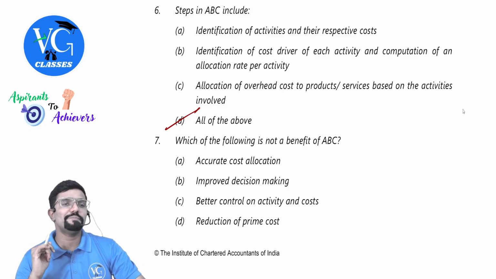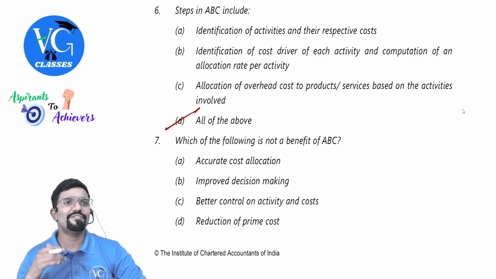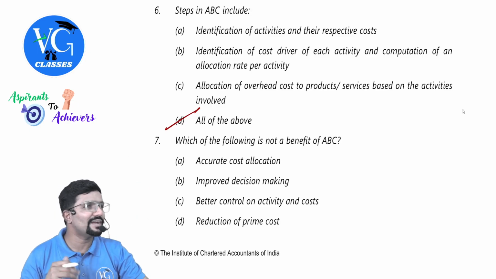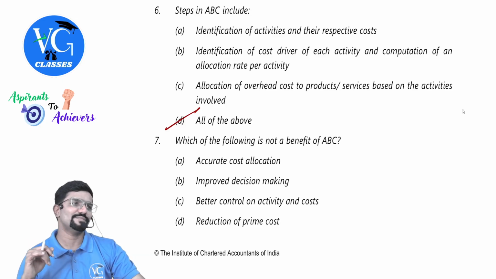Guys, activity based costing is for overhead or any cost? Overhead. Now, by following ABC, can I control my prime cost? No. Prime cost includes what? Only direct expenses. Nowhere related here.